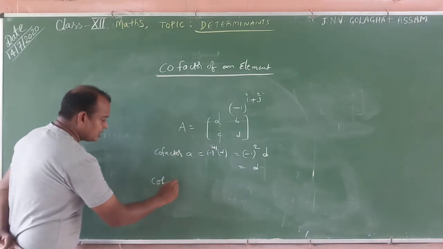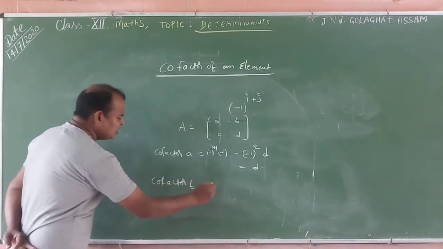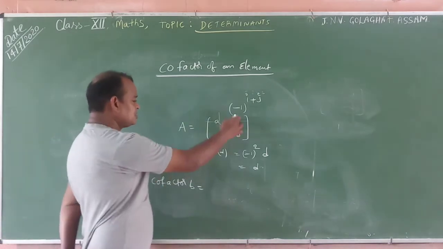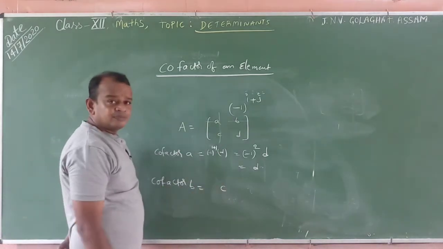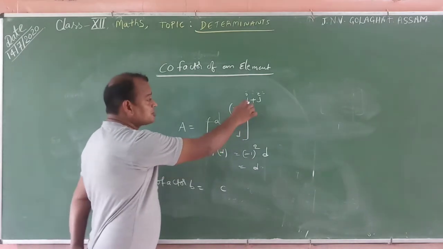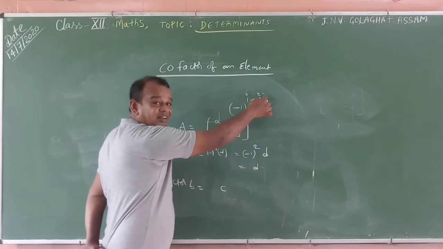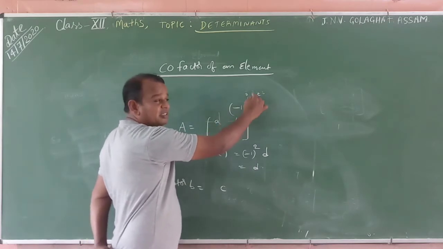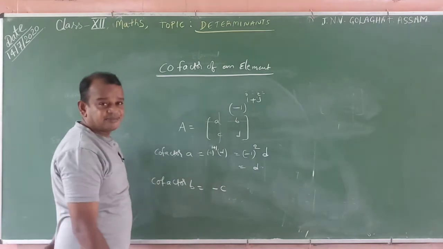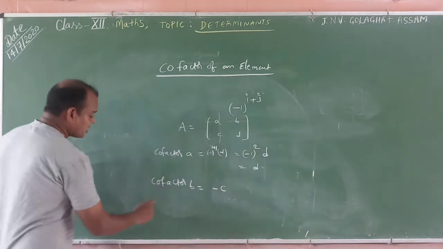Next, the cofactor of B. In the same process, first we write the minor. What is the cofactor of B? That is C. But it is in the first row, second column. First row, second column: 1 plus 2 is 3. The power is 3, odd. Power is odd means the sign should be minus. Understand or not?